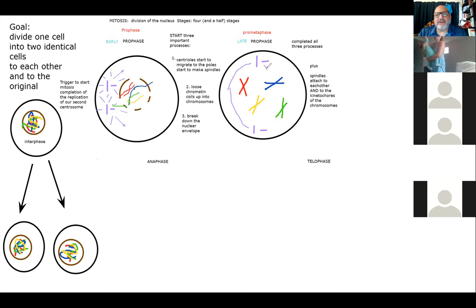But the other thing that will happen is that these spindles, these microtubules, will actually connect to the kinetochores of our chromosomes, one from one side and one from the other. So this one will attach here, and this one will attach here. This one will attach here, this one will attach here, this one will attach here, and this one will attach there. And let's put one more together on the opposite side just so we can remember that they attach to each other as well. All right, and that is late prophase or prometaphase. Questions on that? All right, let's talk about metaphase then.